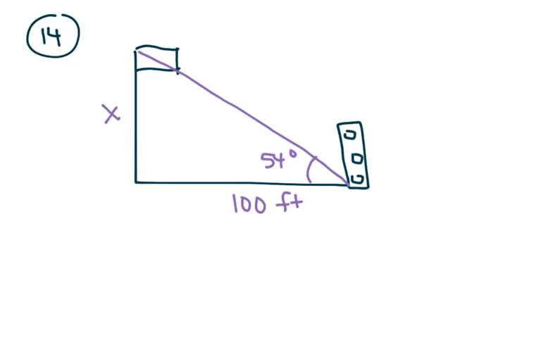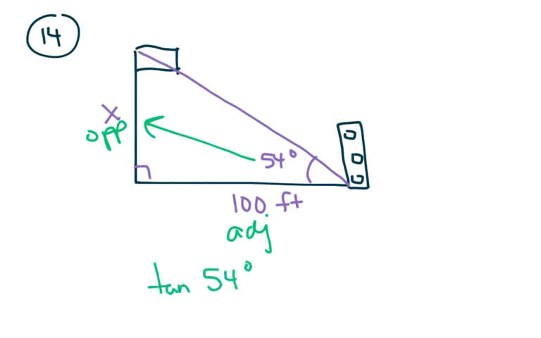In these types of problems, we assume right angles. We assume that the flag is not leaning, and therefore makes a right angle with the ground. So this is just a regular right triangle trigonometry problem. We know that angle 54, if this is the side opposite and this is the side adjacent, the trig function I'm going to use to solve the problem is tangent, because tangent is opposite over adjacent. So the tangent of 54 degrees is x over 100.